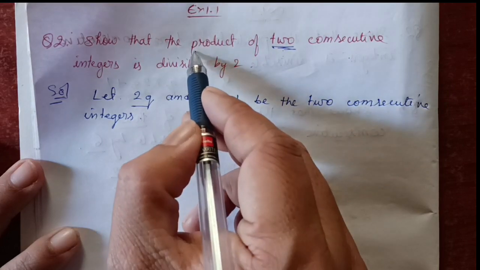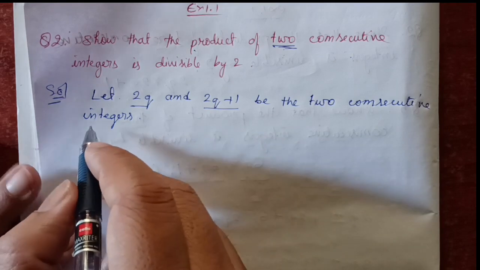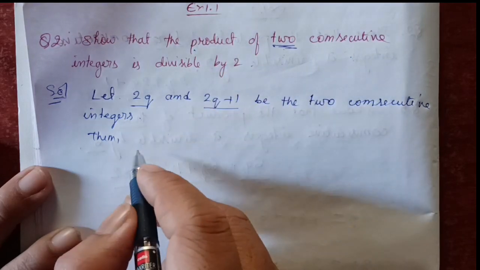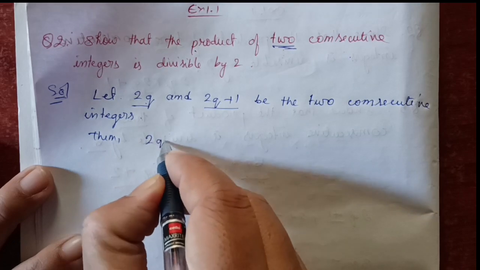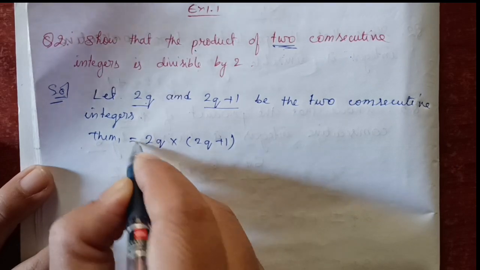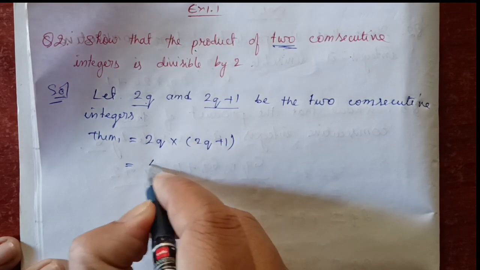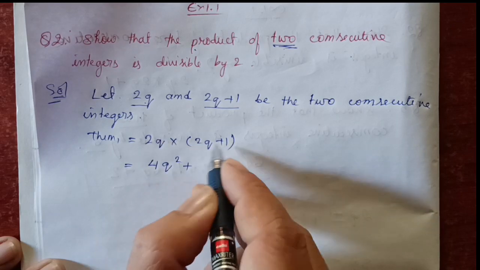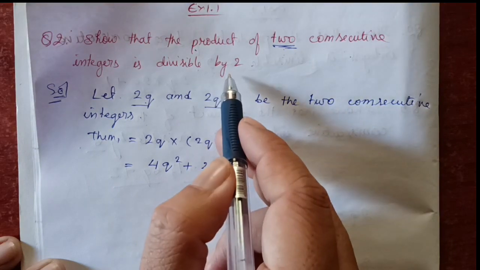The question says find the product, right? So the product means we are going to find it by multiplying. Then since the question says product, now let us find out the product. So 2q and 2q plus 1 will be multiplied. Okay, so now let us multiply. It is very easy. 2 into 2 is 4. q into q is q square. 2 into 1 is 2. Here we have q. Okay, it should be divisible by 2.